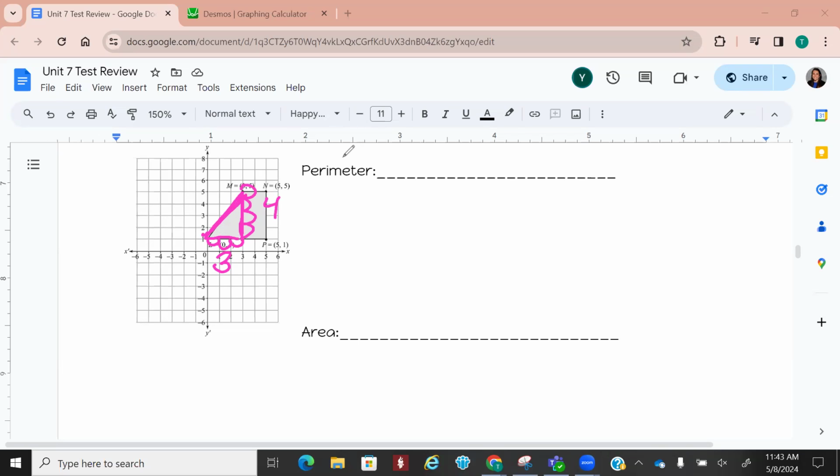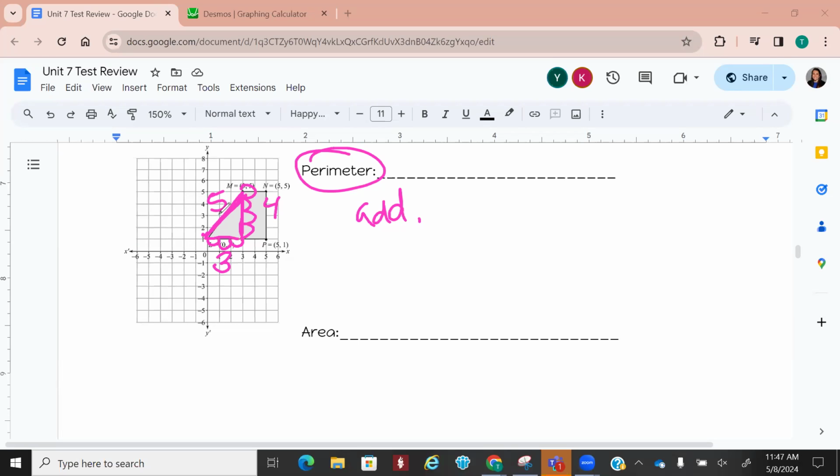Yes. 3 and 4 is the length. 3 for this length, 4 for that length. And then, no, this is perimeter. We're going to add them up. Yep. So you've got to use the distance formula for this one. And then you add them all up. So find the distance of the hypotenuse, and then you're going to add up all those numbers. All right. So you should have gotten 5 for the side length.